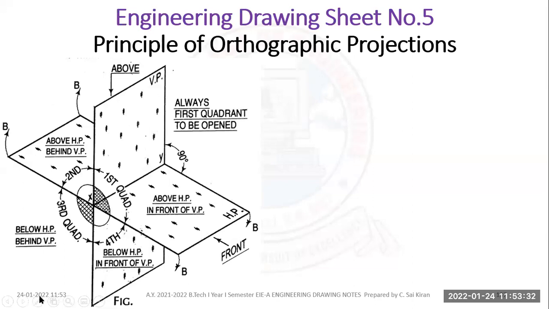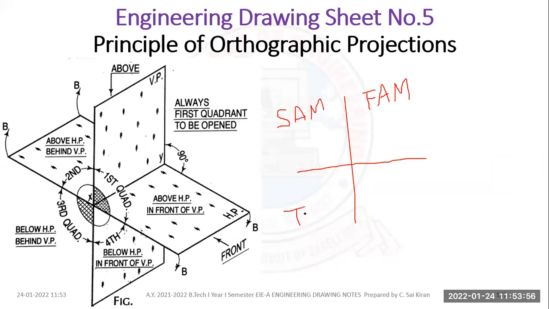It is similar to whatever you learned in quadrants, how to draw the graph. So this is your quadrant 1, quadrant 2, quadrant 3, quadrant 4. The first quadrant we call the first angle method, FAM. The second one is the second angle method. Third quadrant is the third angle method, and the fourth one is the fourth angle method.